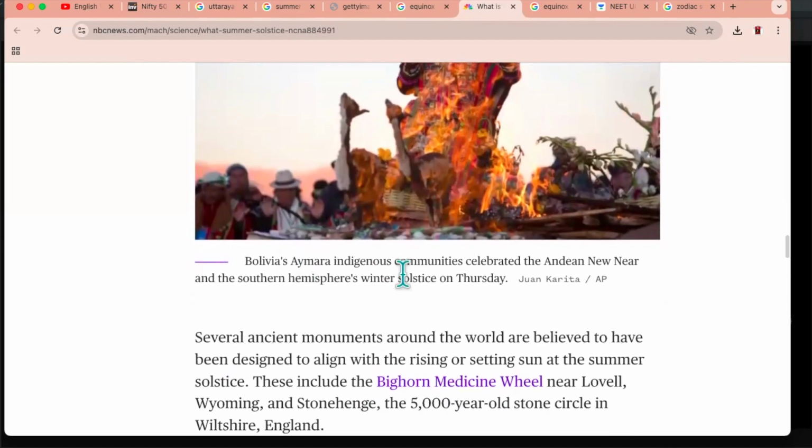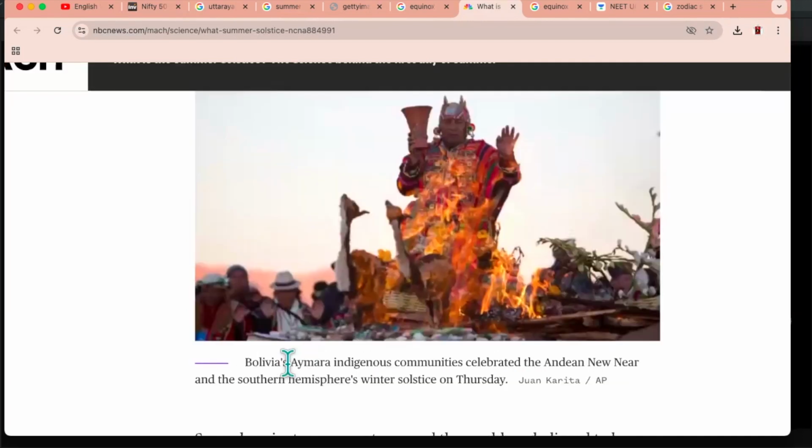So, this talks about some of the indigenous communities which have been following this ritual, because they talk about their new year, especially on this day. So, this is what has been given. Bolivia's Aymara indigenous community celebrates the Andean New Year and the Southern Hemisphere's winter solstice on Thursday. So this is specifically about those days. So this is important.